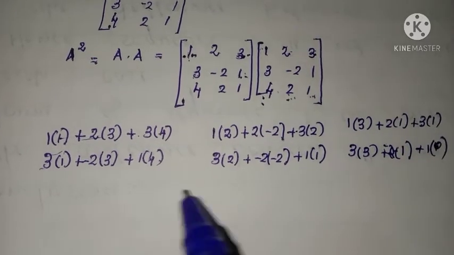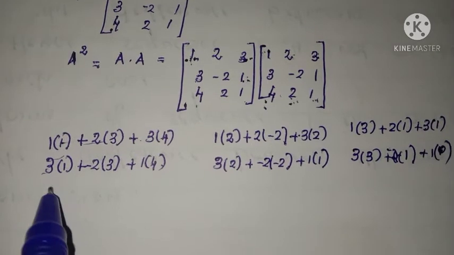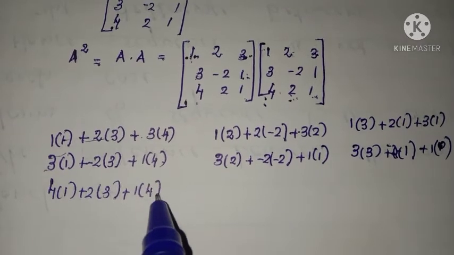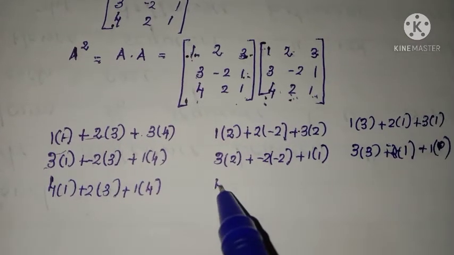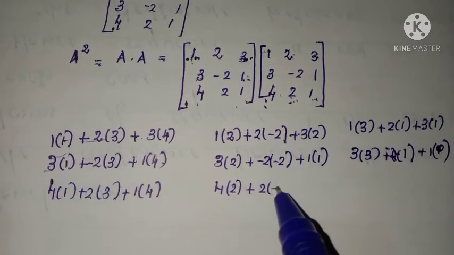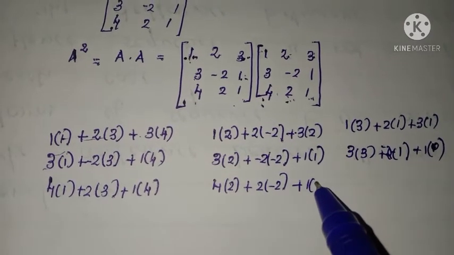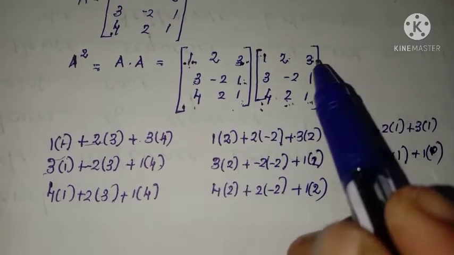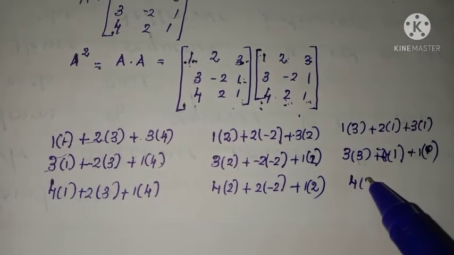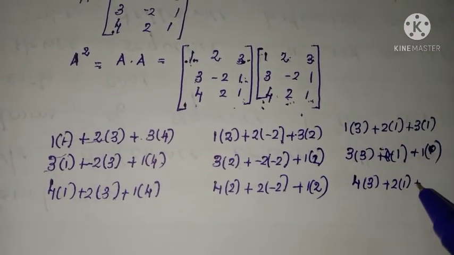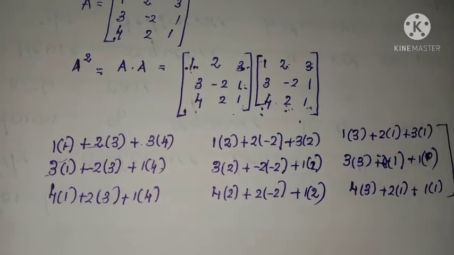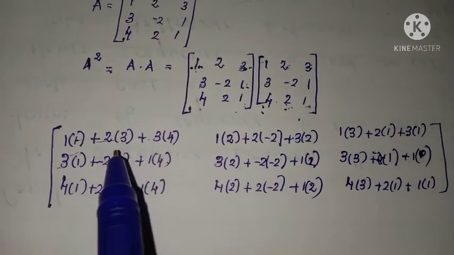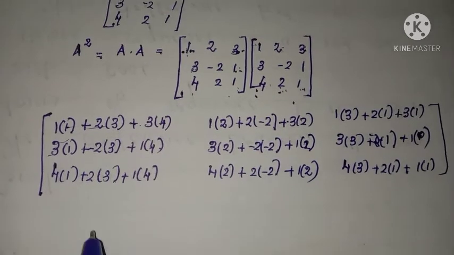Now third row, first column: 4 into 1 plus 2 into 3 plus 1 into 4. Third row, second column: 4 into 2 plus 2 into minus 2 plus 1 into 2. Third row, third column: 4 into 3 plus 2 into 1 plus 1 into 1. So this is the multiplication of 3 by 3 matrices. Now find the sum of these entries.